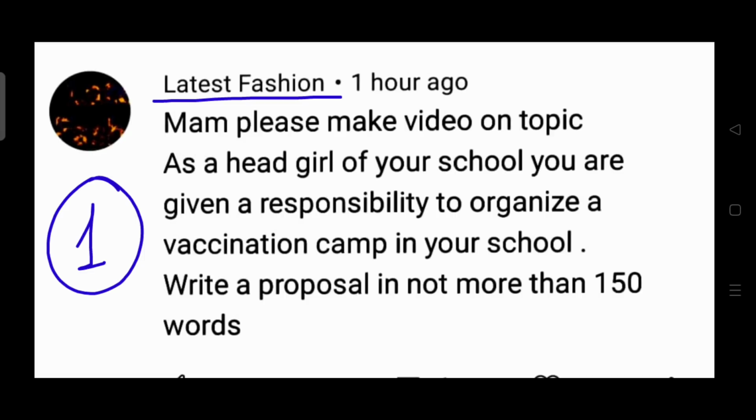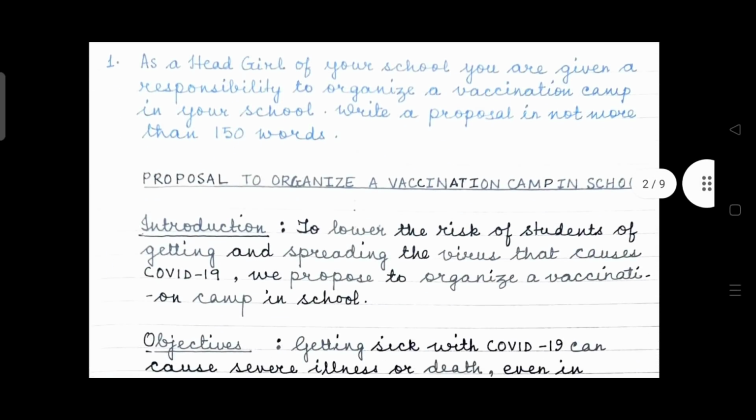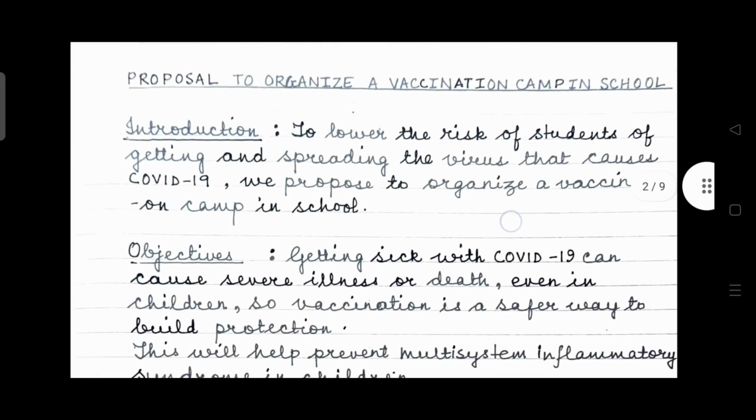I have solved this for you, Latest Fashion. Everyone take a look, and I hope that this will be helpful. Let us read the proposal now. Start your proposal with a heading. Proposal to organize a vaccination camp in school. Write in block letters, underline it neatly, and then leave one line and start writing the introduction.